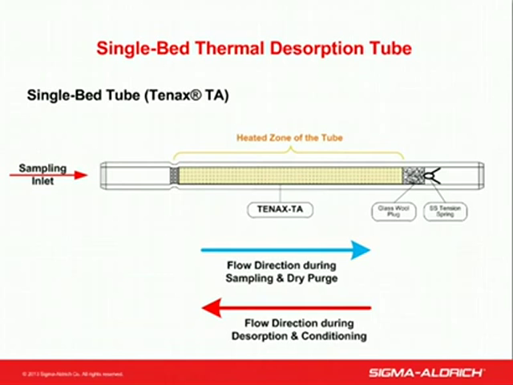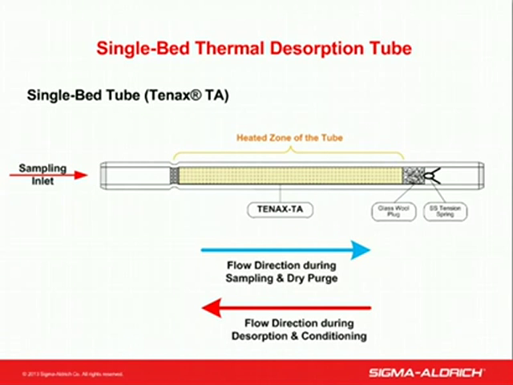So on to single bed tubes. Single bed tubes are a single adsorbent packed into a glass or stainless steel tube. In this example here, it's a glass tube, and the sampling inlet is on the left. Right before the adsorbent we have something like a glass frit to hold the adsorbent in place, and that kind of defines the heated zone of the tube. At the other end, at the outlet, we have a glass wool plug and a stainless steel clip to keep everything secure in the tube.